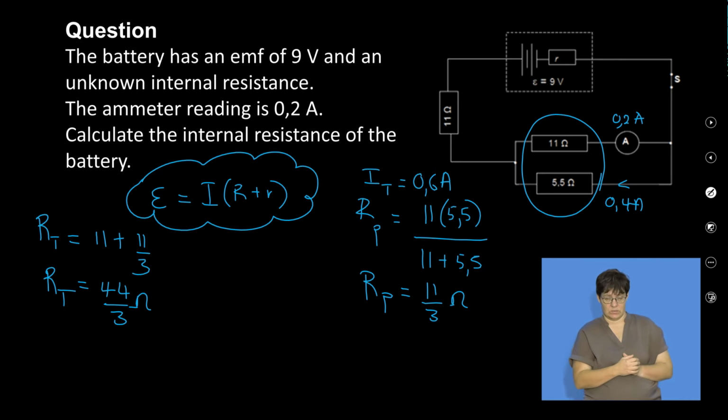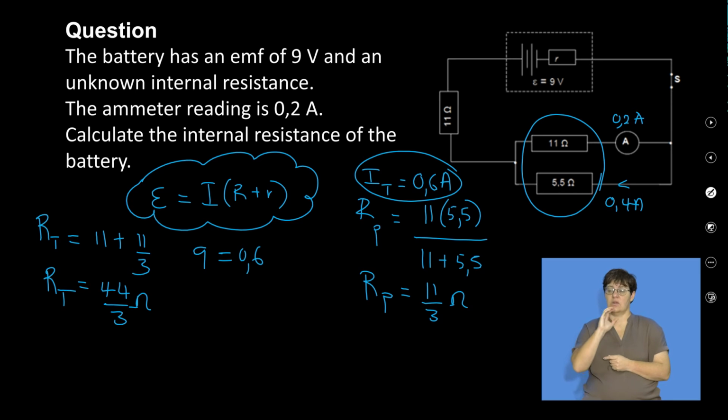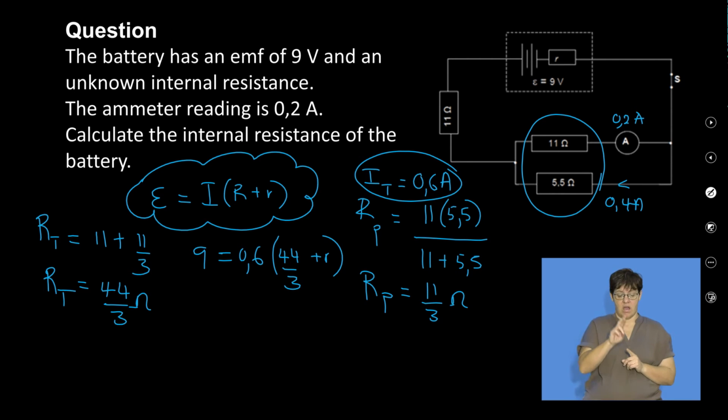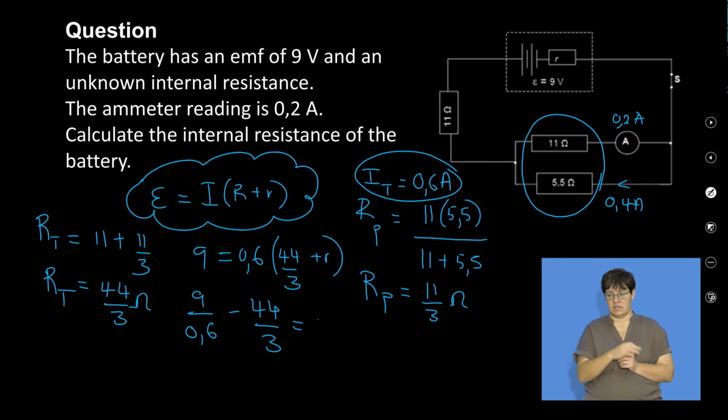We've got the EMF, which is 9 volts, equal to the total current, which is 0.6, and then the total resistance, 44 over 3, plus our internal resistance R. So we are looking for our internal resistance. If we isolate R, we'll get 9 divided by 0.6 minus, if we transpose that, 44 over 3. It will give us our internal resistance.